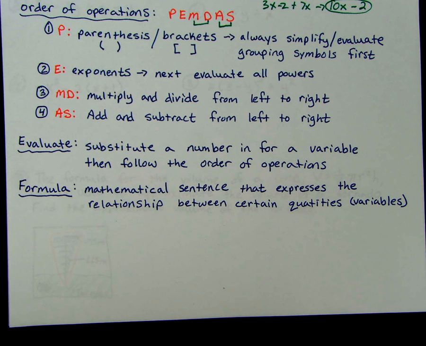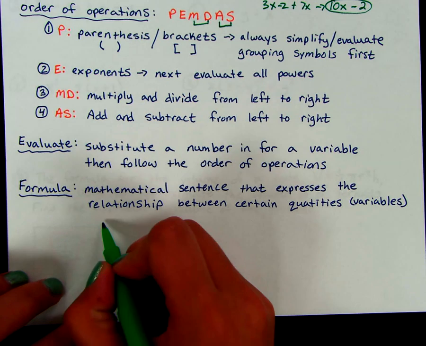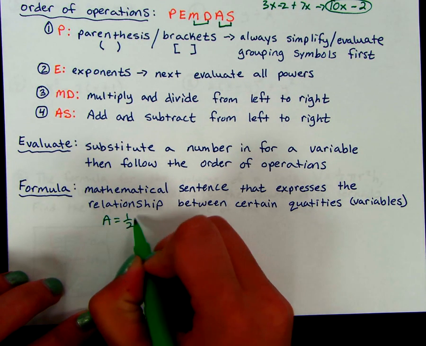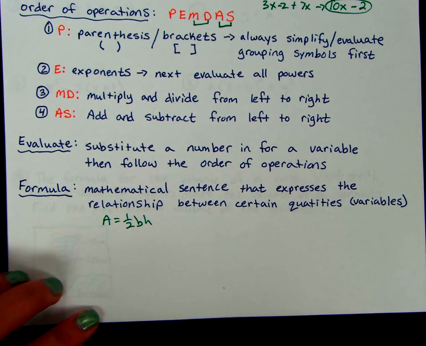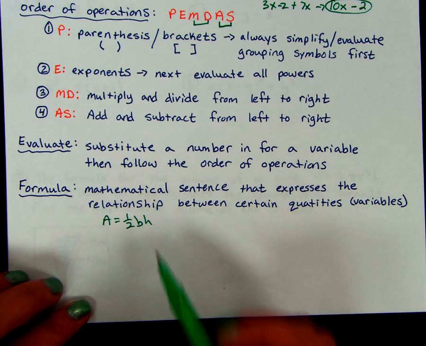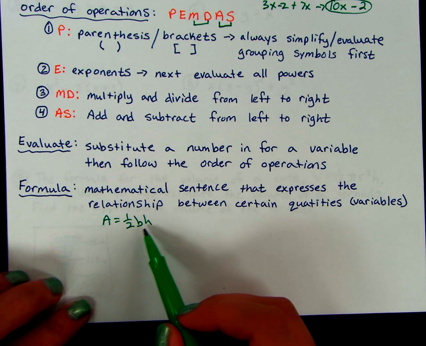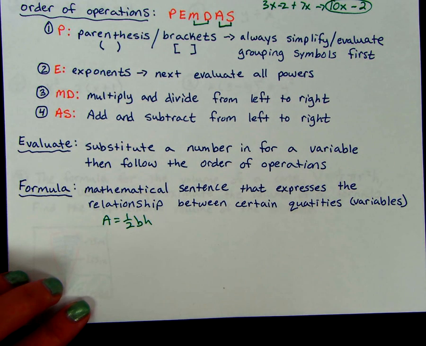And then a formula is just a mathematical sentence that expresses the relationship between certain variables. So if we think back to geometry, one of our most common formulas are area formulas. So like area of a triangle would be half times base times height. So that would be an example of a formula, and we can just substitute in the quantities that we know and simplify.